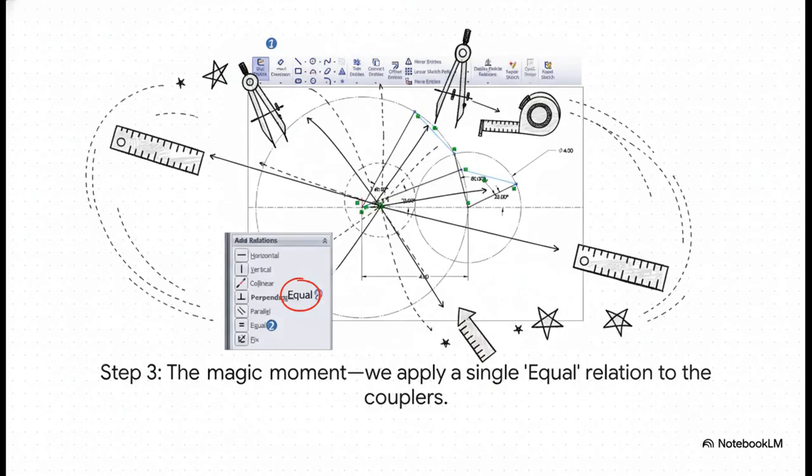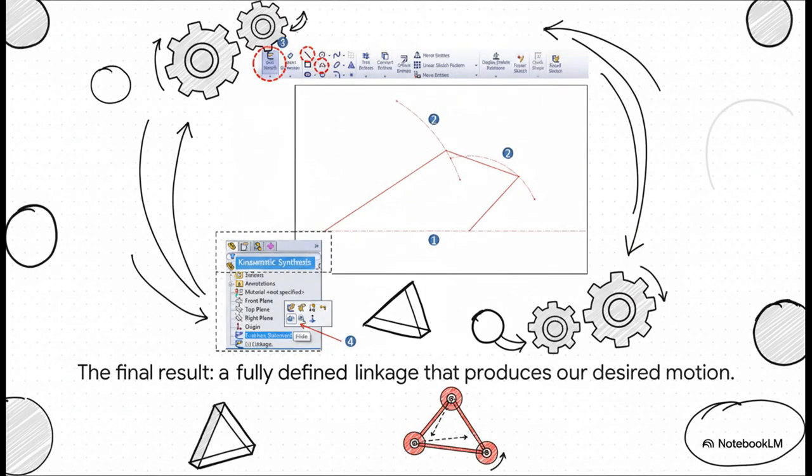And here it is, the magic moment. We select both of those coupler lines, and we apply a single geometric relation, equal. We are telling the software the most fundamental physical truth about our mechanism. The coupler is a single rigid bar. Its length cannot change as the mechanism moves. It has to be the same in both positions. The second we apply that one constraint, boom, the entire sketch just snaps into place. It's fully defined. The software instantly calculates the two lengths we didn't know, the input link and the coupler. And just like that, we've gone from a simple list of desired motions to a fully designed, functional 4-bar linkage.